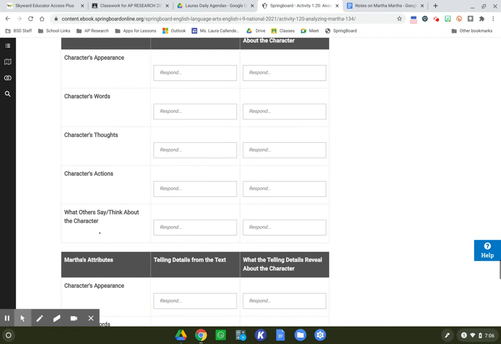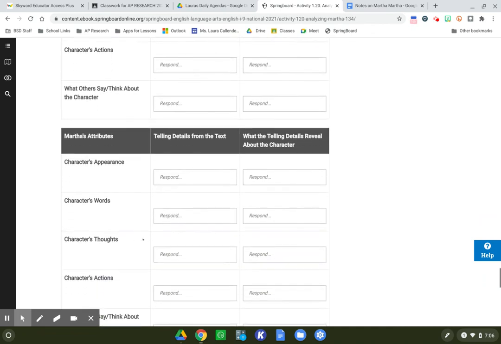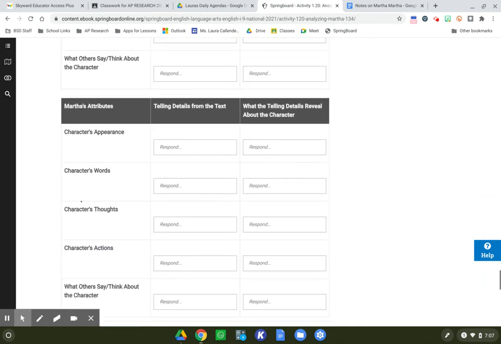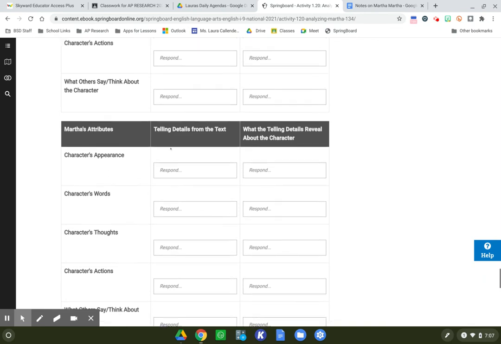And this one's interesting. What do other people say or think about the character? So we'd have to look at what Martha's impression of Pam is. So we have an outside narrator, a third-person narrator. So we get a little bit of insight. And so what does that narrator say, or what does another character say or think about Pam? We're going to do the same thing for Martha. So remember, this is in the Google Classroom already, and you do need to turn it in after it's complete.